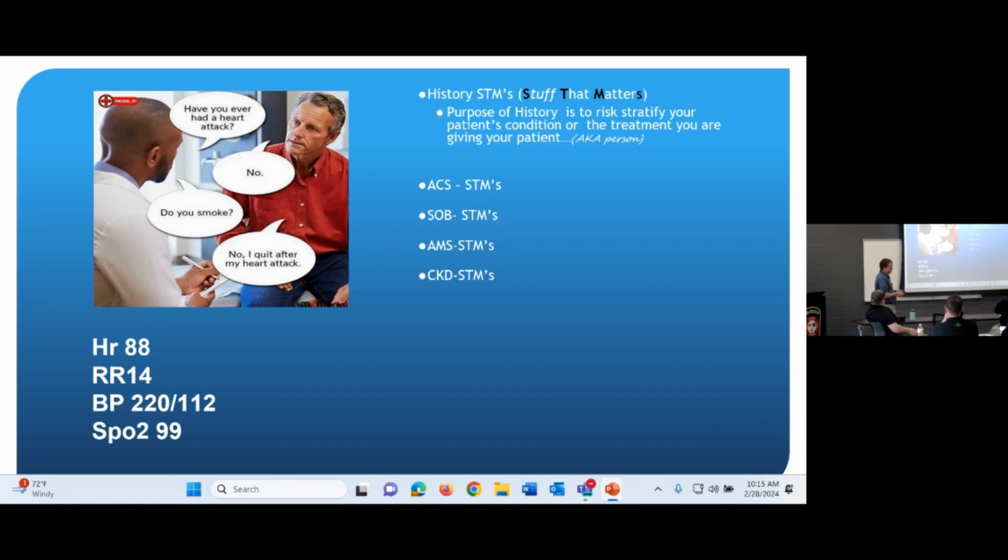Okay, if it's shots, I assume it's insulin, and they're a higher risk. I know they're injectables that are not insulin, but I'm trying to keep it simple for my patients, and I'm using this to risk stratify them quickly. Shortness of breath, STMs, things that matter.